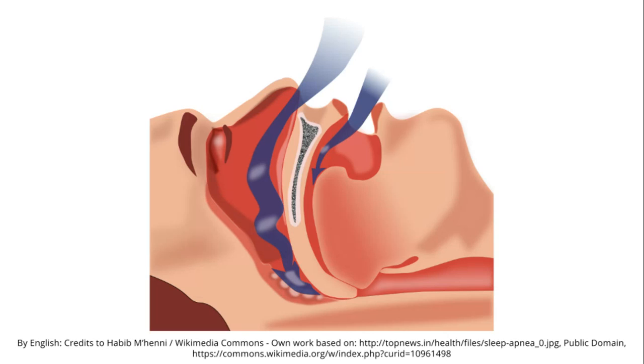Obstructive sleep apnea. So if you have a partner who is snoring a lot, then it's a typical sign of obstructive sleep apnea, and you need to evaluate hypertension in these patients.